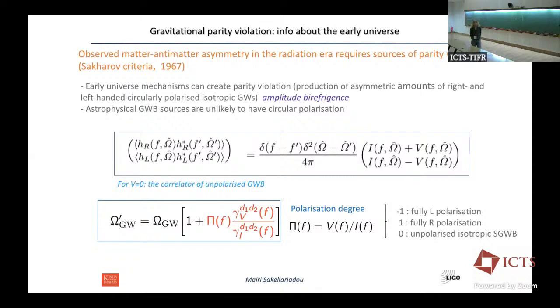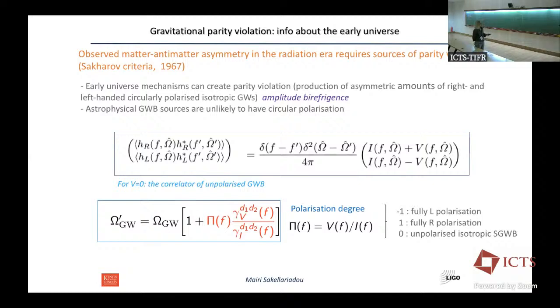It's pretty difficult. We don't know of mechanisms that can lead to this kind of parity violation from astrophysical sources. And therefore, if I can detect this parity violation, then I could have a hint that my gravitational wave background is of cosmological and not of an astrophysical origin.